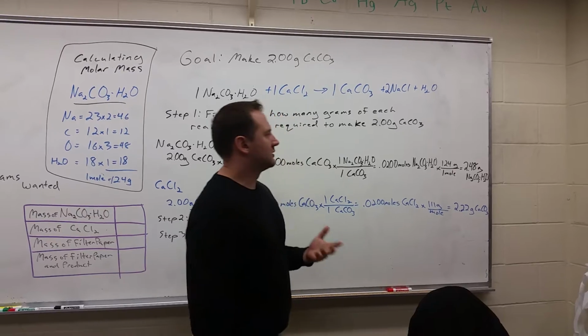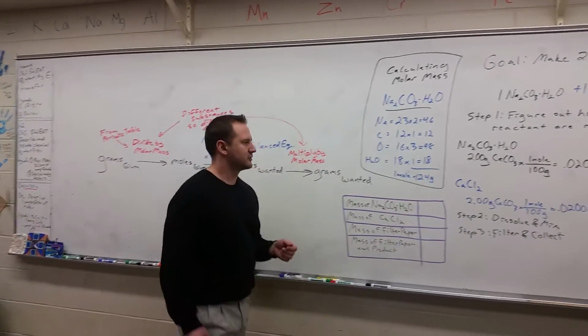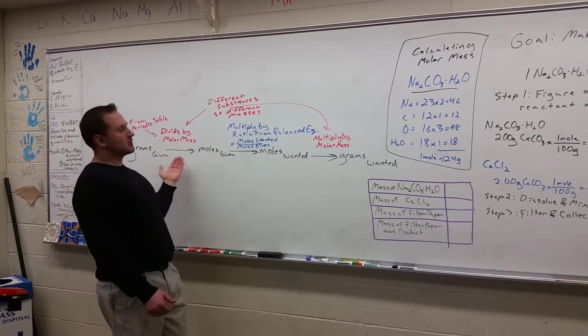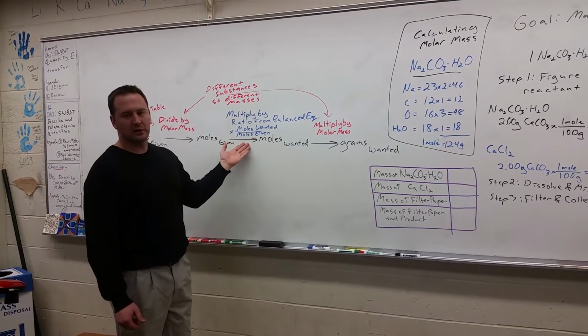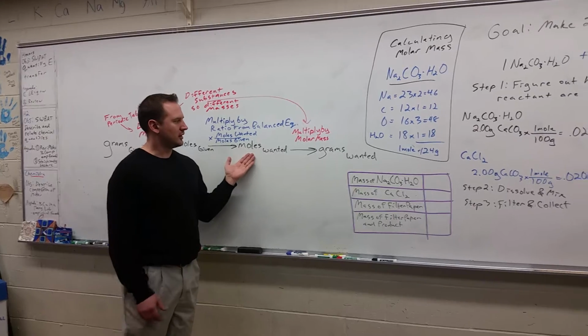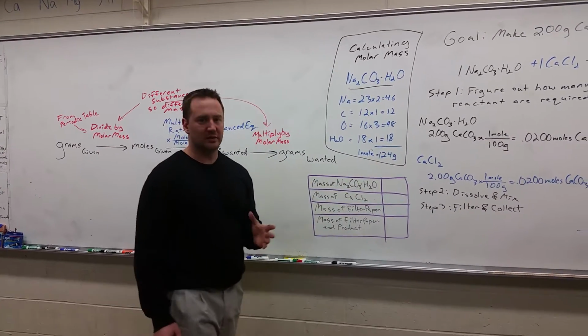And then lastly, we have to go back to grams to figure out how much of that we're going to need. So we went from grams of the calcium carbonate to moles. Then we used our ratio from the balanced chemical equation to figure out how many moles of the sodium carbonate monohydrate we're going to need. And then lastly, to get to grams, we have to multiply by the molar mass of the substance.